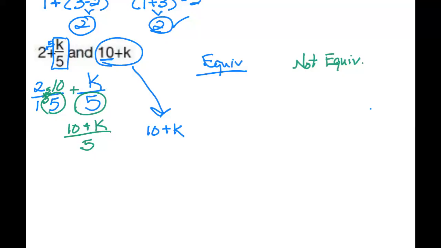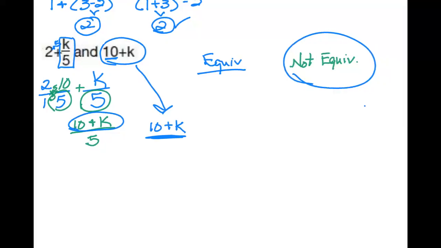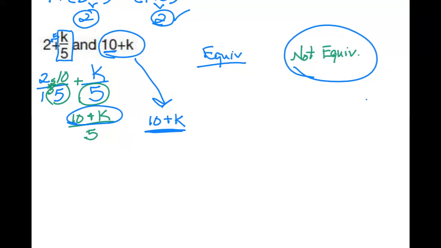No. Because this is just the amount in the numerator, and that's equal to this as a whole amount, but if you divide it by 5, this is going to be much smaller. So the answer here is not equivalent, okay? So if you have something as a fraction, try to change your other whole number to that same fraction, same denominator, okay?